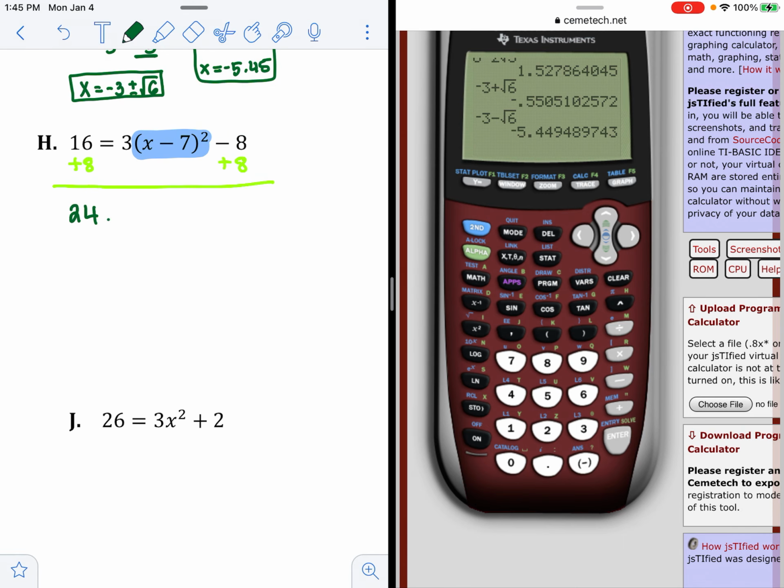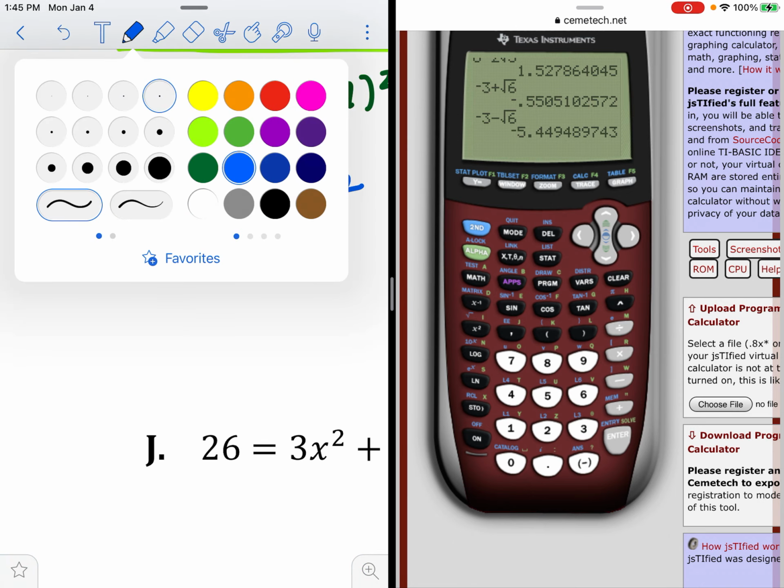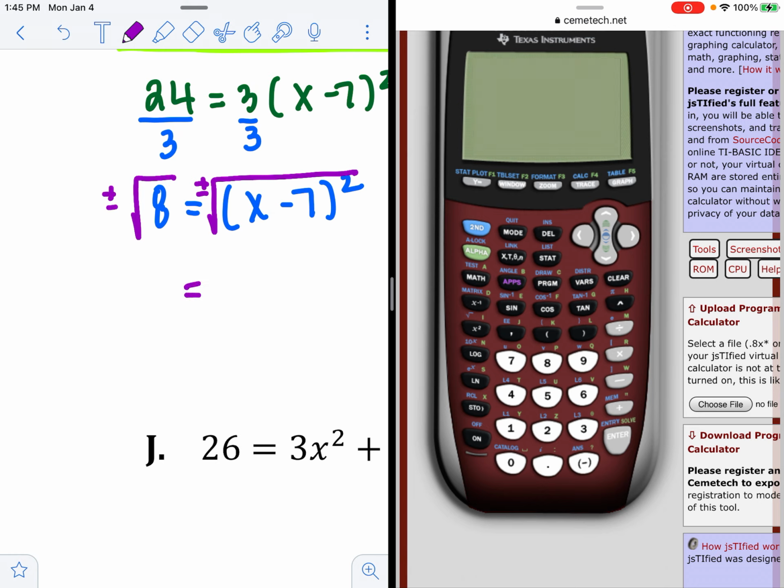I have 24 is equal to 3 times the quantity of x minus 7 squared. Now I can get rid of that 3 by dividing both sides by 3. 24 divided by 3 is 8, so I have 8 equals x minus 7 quantity squared. Now I'm going to solve by square rooting, so square root plus or minus. So on the right side I have x minus 7 equals, and then I have plus or minus.